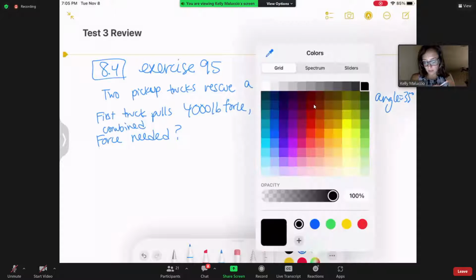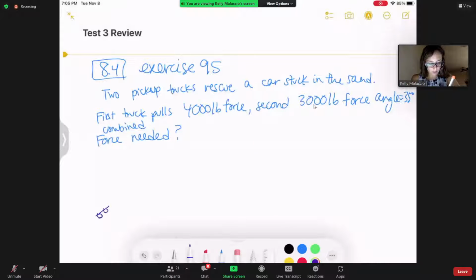So let's do this. I'm going to draw a picture, and it's going to look ridiculous, but we're going to have a car stuck in sand. There's the dying car. And then truck number 1 and truck number 2, maybe something like this. Here's truck.